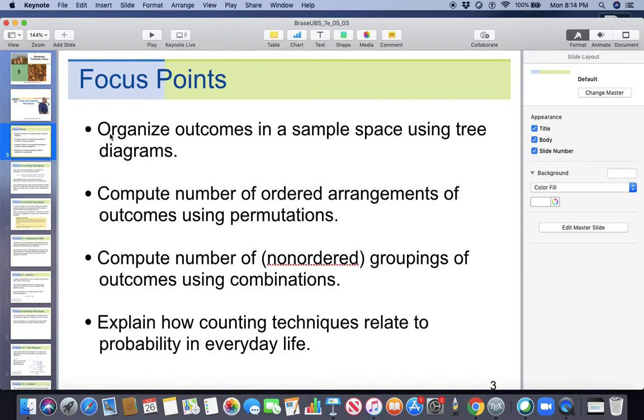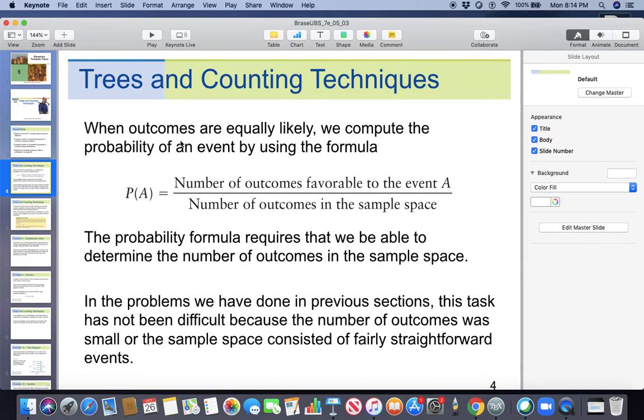So let's understand these three techniques of counting basically. When outcomes are equally likely, we compute the probability of an event by using the formula. Probability of event A is the number of outcomes favorable to the event A over the number of outcomes in the sample space. The probability formula requires that we be able to determine the number of outcomes in the sample space.